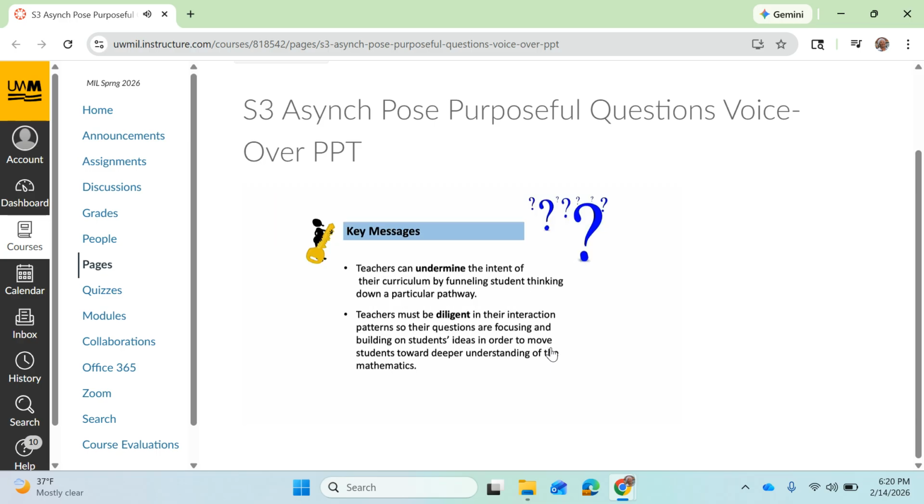So a couple of key messages for you as we think about questions. One, teachers can undermine the intent of their curriculum by funneling student thinking down a particular pathway. So we really want to strive for those focusing patterns. And then two, teachers need to be diligent in their interaction patterns. So it's pushing away from IRE and funneling towards focusing, so that their questions are focusing and building on students' ideas in order to move students towards deeper understanding of the mathematics.